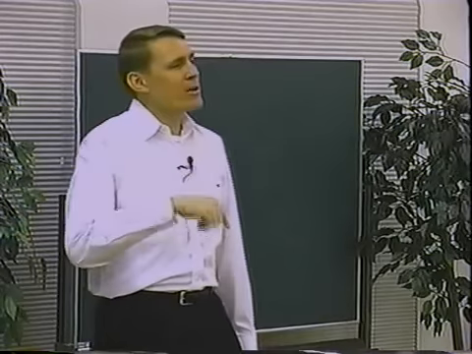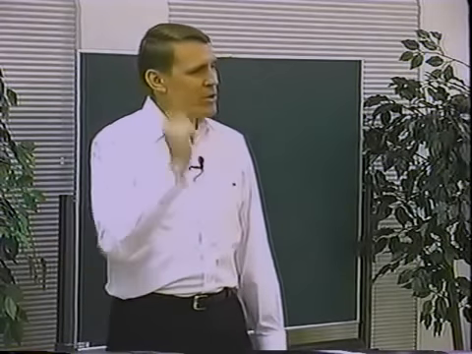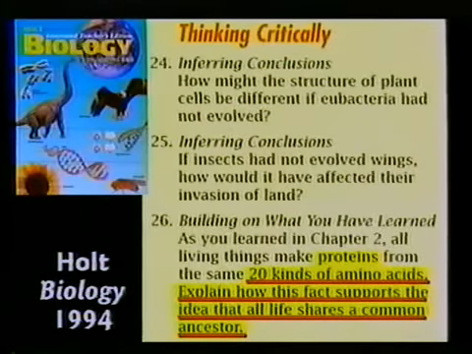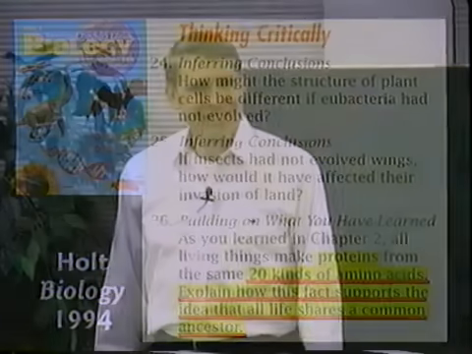Suppose you got a Christian student in this class who does not believe in evolution. He believes God made everything. How is he supposed to answer a question like that? What's he going to do for homework? How's he going to answer that question? He's really stuck. He's not learning to think critically. He's learning how to be taught what to think. Question 25. Inferring conclusions. If insects had not evolved wings, how would it have affected their invasion of land? What a stupid question. Assuming, of course, they evolved wings.